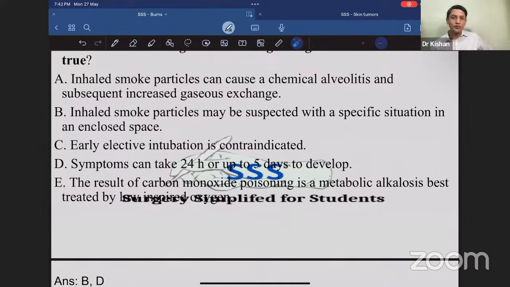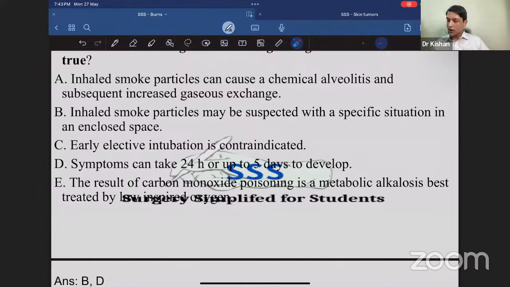Anyway, so carbon monoxide is not effective, it doesn't carry oxygen. Very good. So hypoxia results in anaerobic metabolism, lactate production, so metabolic acidosis. So you should be very clear with the concepts.